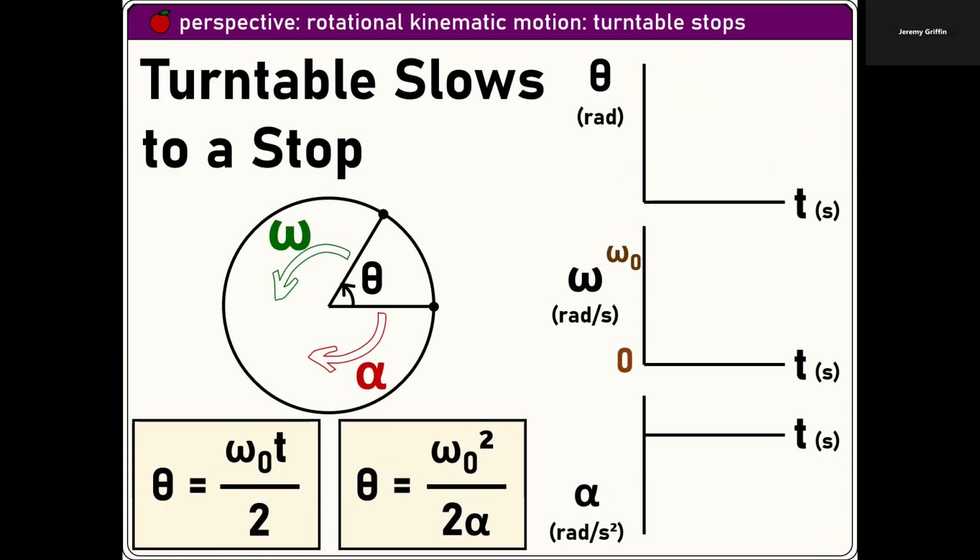Let's do a turntable that slows to a stop. What do those three graphs look like? We've got displacement, velocity, and acceleration, of course the angular version of all those. Let's say a turntable slows uniformly to a stop.